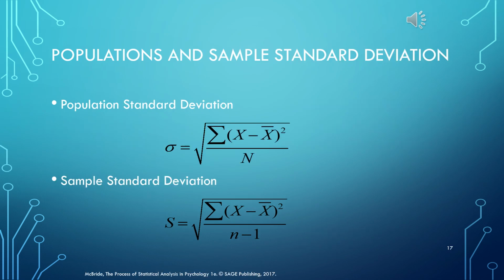Just to show these side by side for comparison, you can see the population standard deviation has the sigma, and the denominator is just the capital N for the entire population size, versus the standard deviation from a sample, which is denoted by S, and the denominator is now the sample size minus 1.